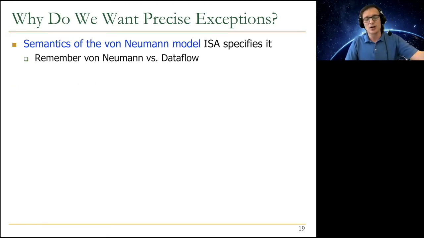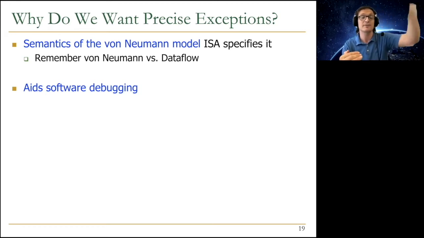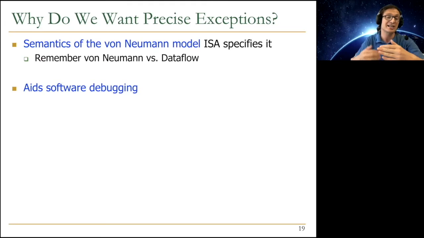Okay, but of course, this is a legalistic reason. Then you can always ask the question, why is there this requirement of precise exceptions in the von Neumann model? And the argument is that it aids debugging, basically. As we said, the programmer can now reason about where the program had an error and basically can debug, assuming that all prior instructions in the sequential execution stream finished and no later instruction has started.